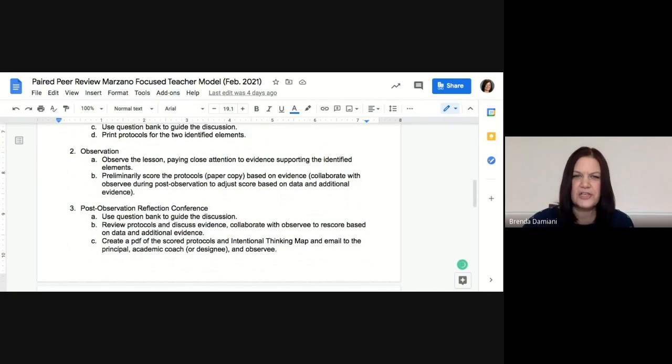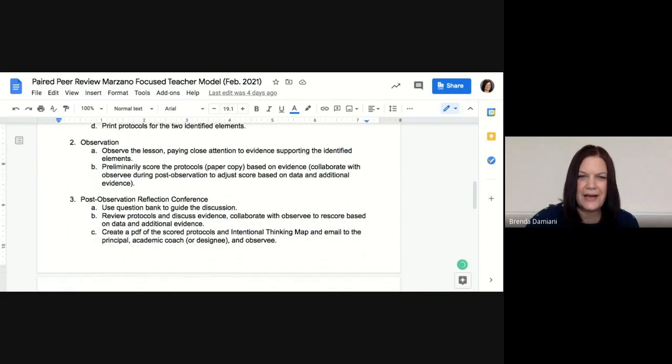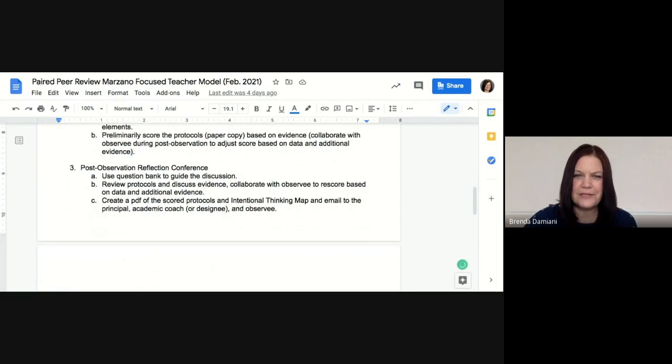During the observation, you'll pay close attention to the evidence supporting those elements, and then you're going to score, but that's just preliminarily, the protocols on the paper copy. You're going to collaborate during the reflection conference with the person you observed to look at where the score on the scale might be. So again, learning, we want to just absolutely stress this as a learning opportunity.